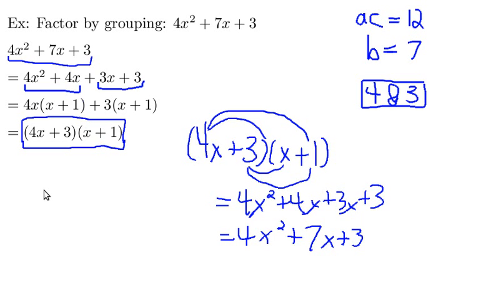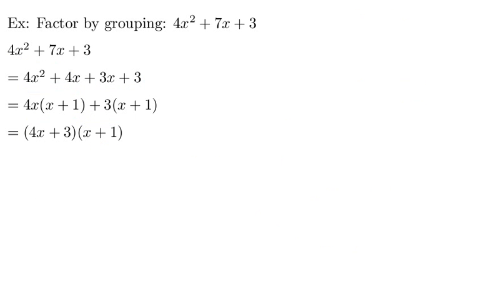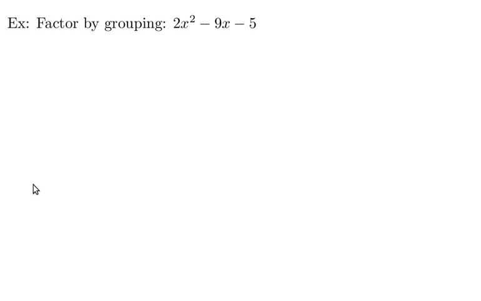Okay, so now let's go ahead and go to the next example. So factor by grouping, and this time we'll do 2x squared minus 9x minus 5. Okay, so first thing we want to find out is what is a times c. A times c is going to be 2 times negative 5, so it'll be negative 10. What is b? B is negative 9.